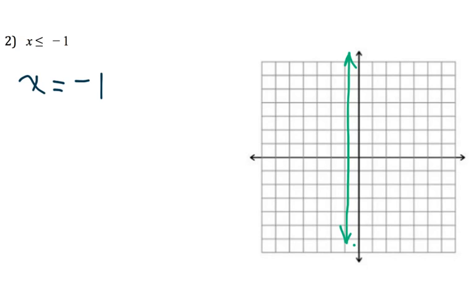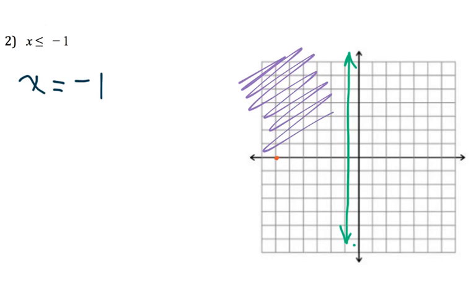Okay, now check this out. x has to be less than or equal to -1. So let's think of a value over here. Well, that would be like -6, I think. Yep. So is -6 less than or equal to -1? It totally is. So we would shade over there.